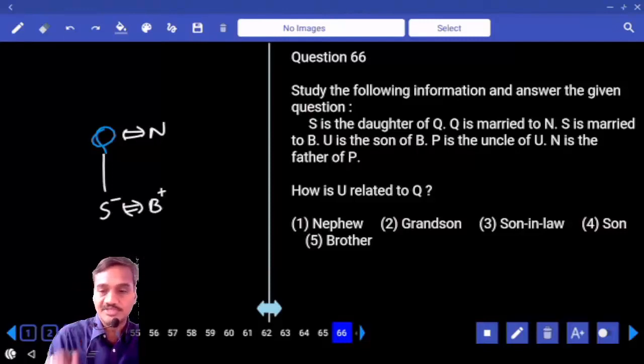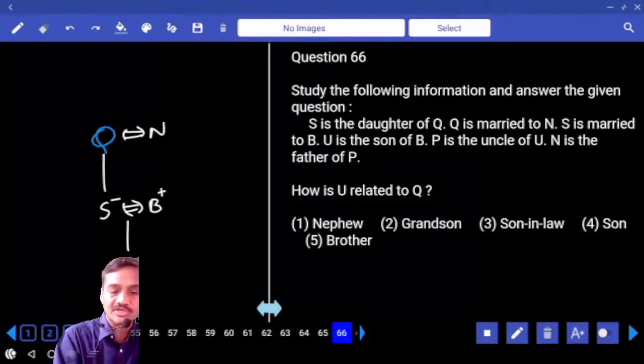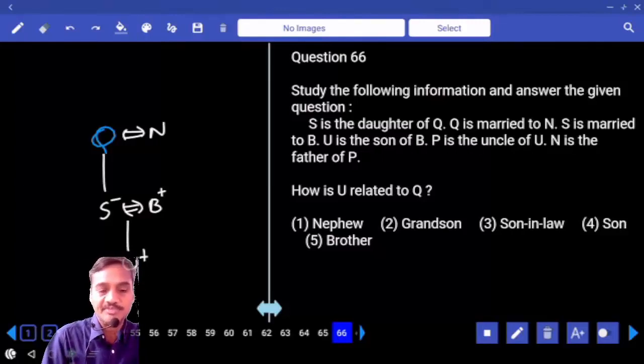S is a female, B is a male and U is the son of B. U is here and P is the uncle of U. P is uncle of U means P is either a paternal uncle or a maternal uncle. That information is not given. Maybe P is father's brother or mother's brother. P is uncle of U.